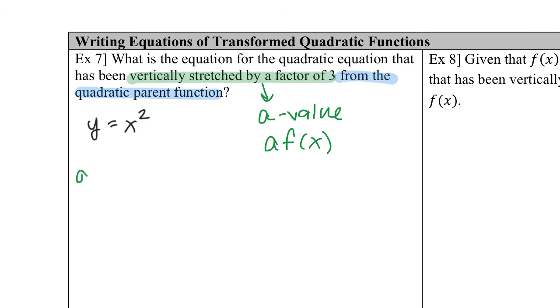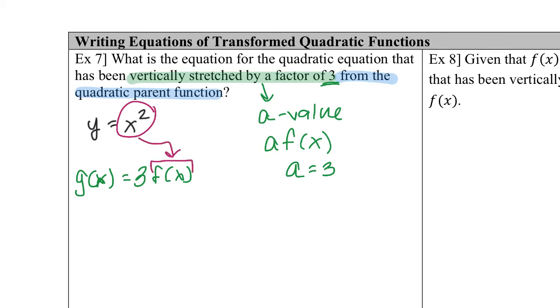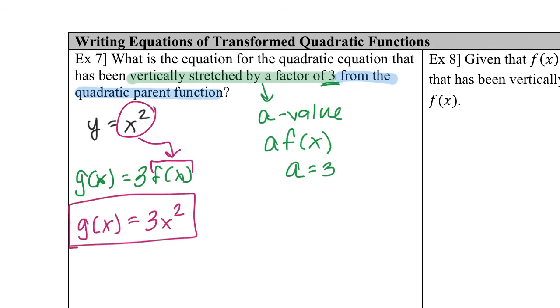So my new function, let's call the new one g of x, is equal to 3, that's my a value, times my old function f of x. Well, the old function is this x squared piece. So this f of x gets replaced with x squared. So g of x equals 3x squared. And then there's nothing to simplify, so this is your new transformed function that takes the original x squared and stretches it by a factor of 3.